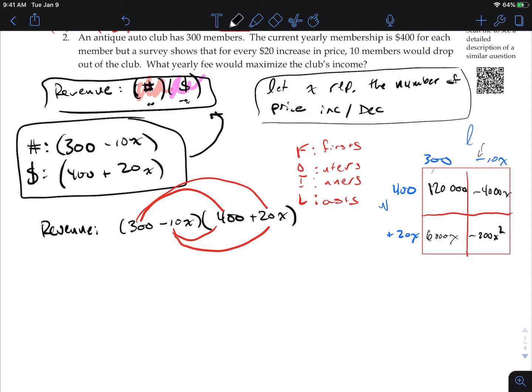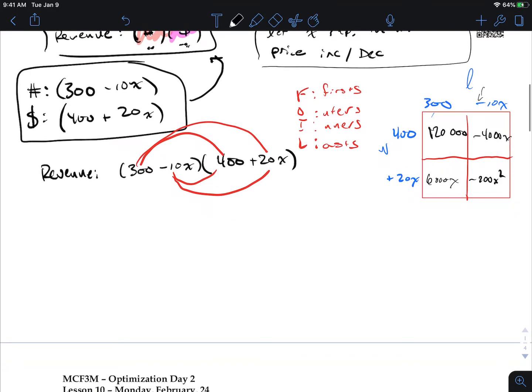Both methods work. I don't care how you do it, and we'll spend more time doing all of this in the next unit. But we're going to get an expression now that looks like this. I'm going to start in the bottom corner and work my way. So the revenue is going to be negative 200x squared, I'm just going to take all that stuff and write it in one line, plus 6,000x minus 4,000x plus 120,000.